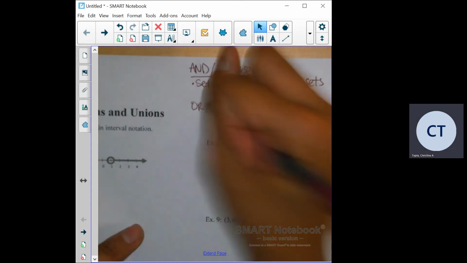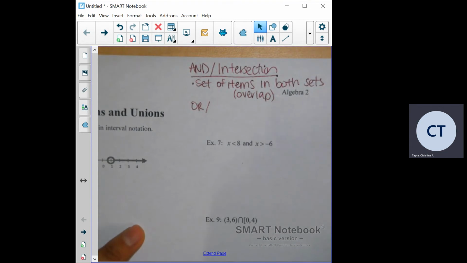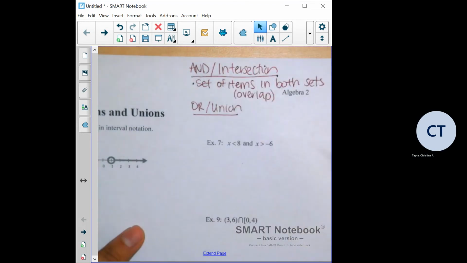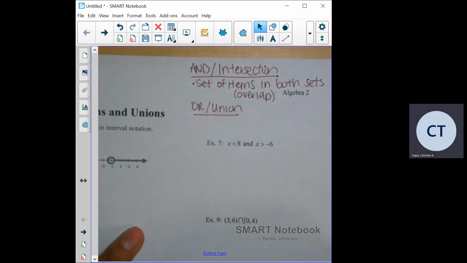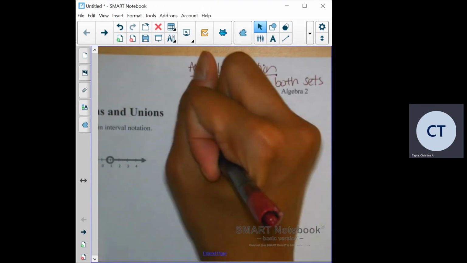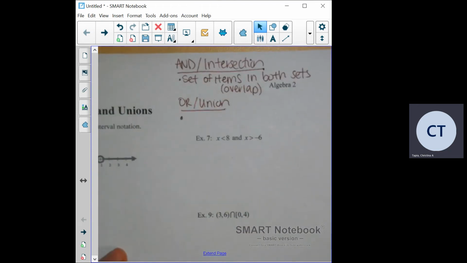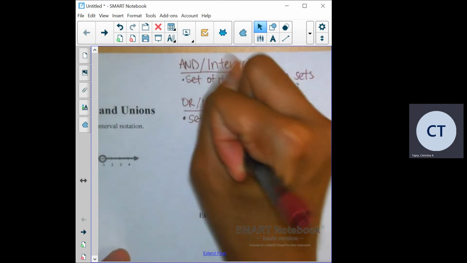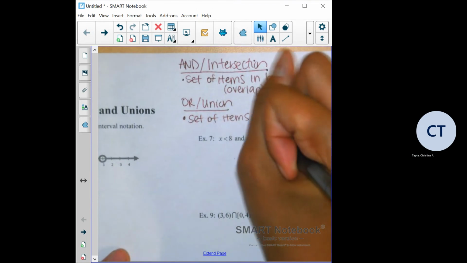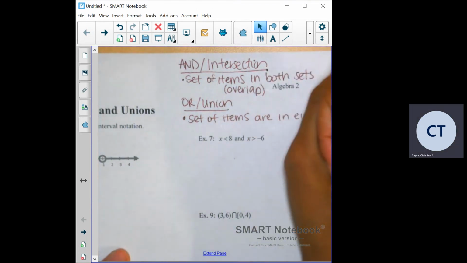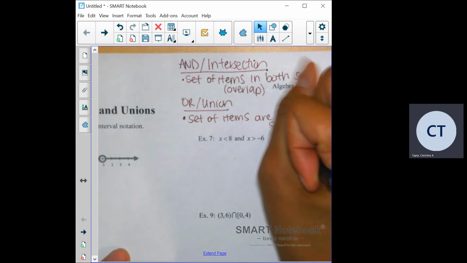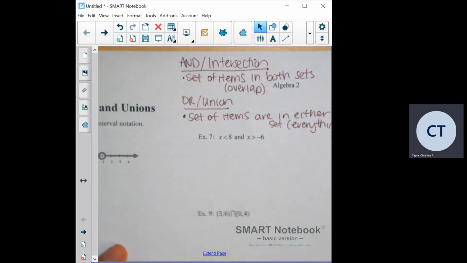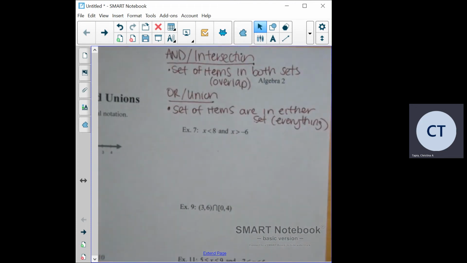When you have the "or" terminology, the "or" compound inequality, you're going to use a union. Union is kind of my favorite because it's kind of like the lazy way of doing things. This is when you have two different sets of data, and you're pretty much going to combine everything together. So your set of items are in either answer set. That means you're going to put everything as your answer.